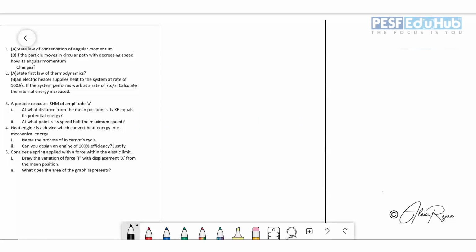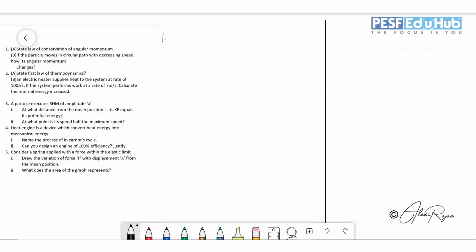We were just solving the questions, right? So here we got another 5 sets of 5 questions. Just see the first question. State the law of conservation of angular momentum. If the particle moves in circular path with decreasing speed, how does its angular momentum change? So this is the first question.